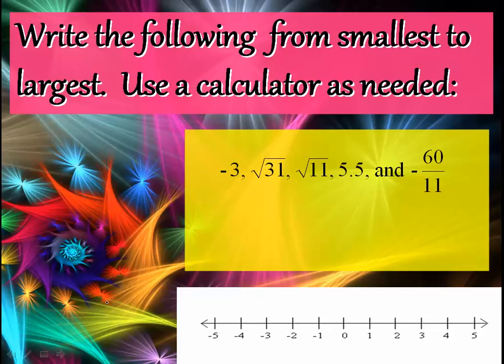We have one more problem that's similar. Notice in this case we're going to write from smallest to largest. And I've also noted that we will use a calculator on this problem. So as I'm looking at these, I might want to just go ahead and put these numbers into the calculator to see what they equal. So the square root of 31, my calculator tells me that that is 5.567, and it just keeps going.